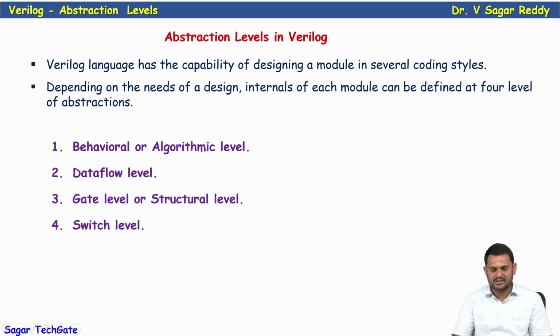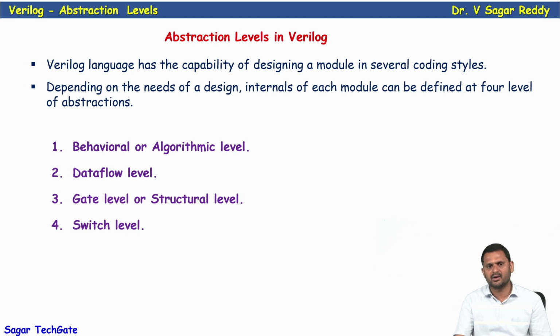Another is the switch level. Switch level modeling is the lowest level of abstraction in Verilog, whereas behavioral is the highest level of abstraction in Verilog. It allows the designer to describe the digital circuit at the transistor level using MOSFET switches.